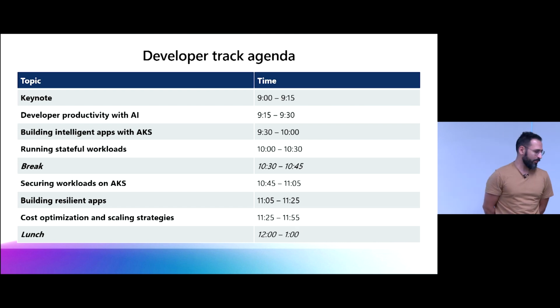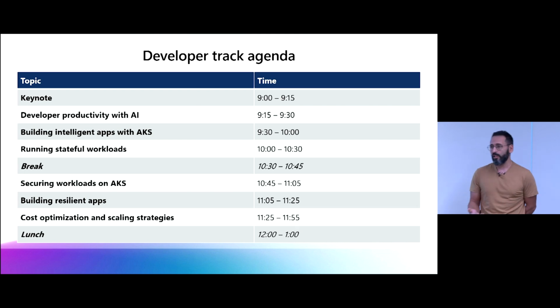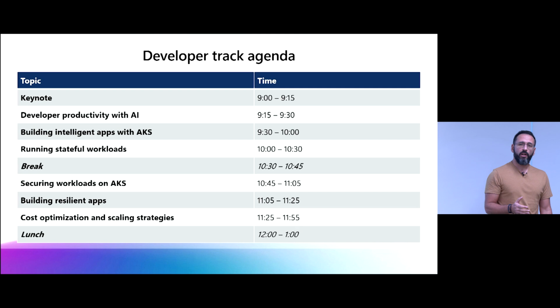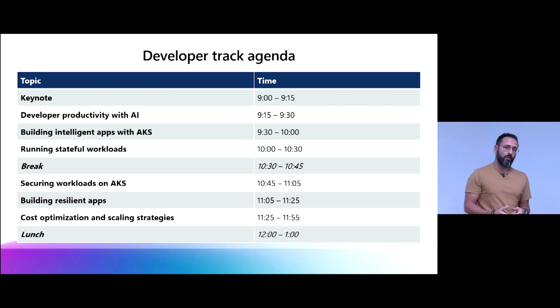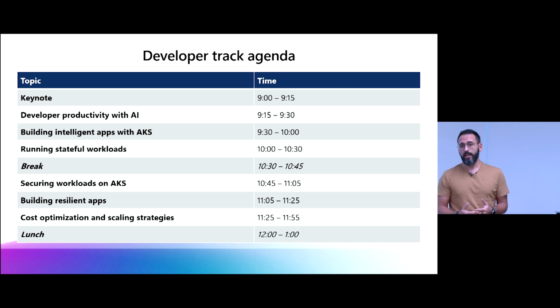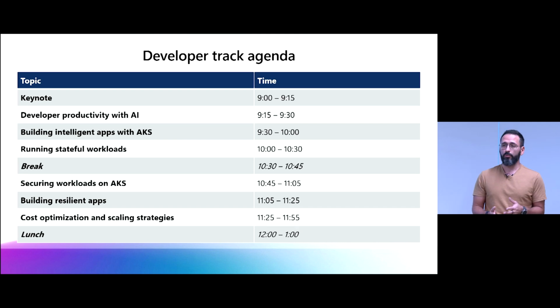So on the developer track, we're starting with topics around how to increase developer productivity and talking about our developer tools. Then we'll talk about how to build applications that use AI on top of AKS. We're going to cover an important topic, which is how to run stateful workloads on top of your Kubernetes clusters on Azure and best practices around that. And then we'll have a break.